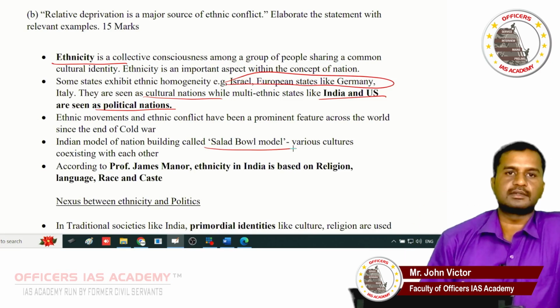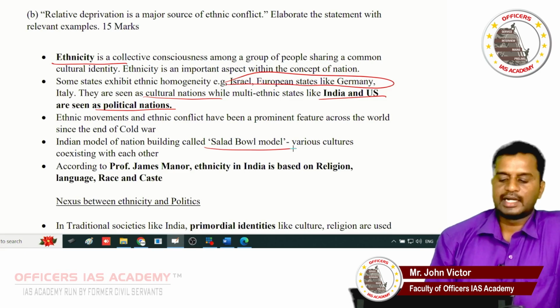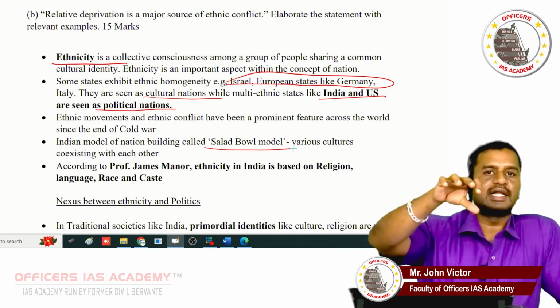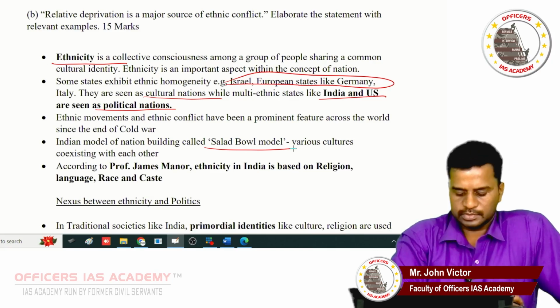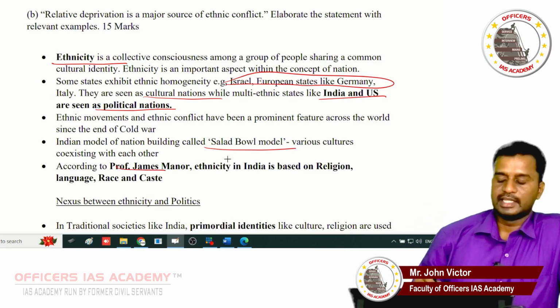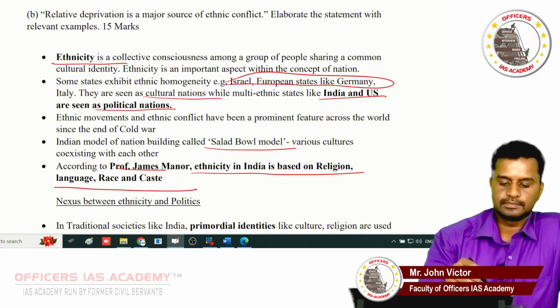Various cultures coexist but are not fused. On the other hand, the American model is seen as a melting pot. The cultures have fused and created new cultural complexes. In the words of Professor James Manor, ethnicity in India is based on religion, language, race and caste.